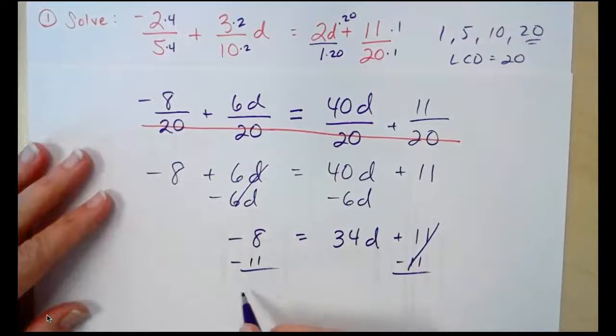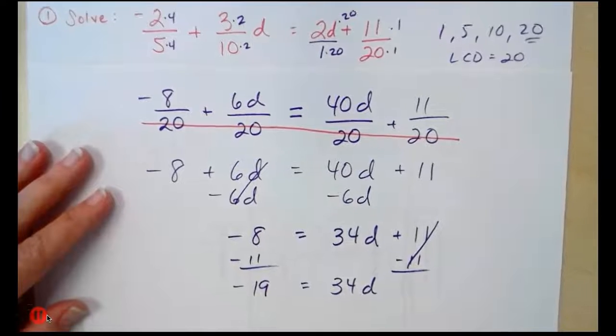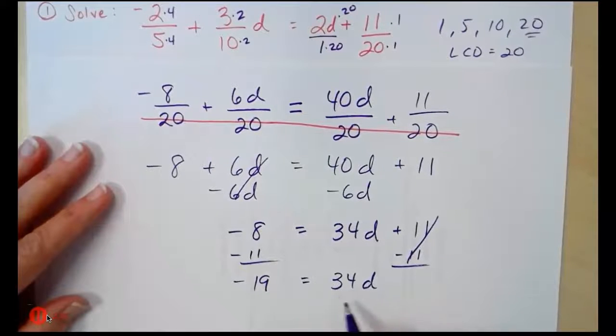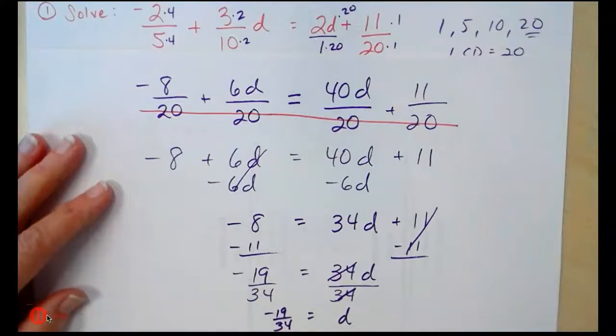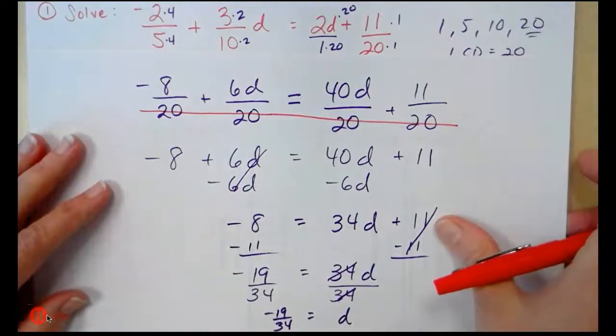11's cancel. We get negative 19 equals 34d. Last step here is to solve for d by dividing by 34. 34's cancel. And working down the page here, d equals negative 19 over 34. Equal signs are lined up. Let's go through and justify our steps.